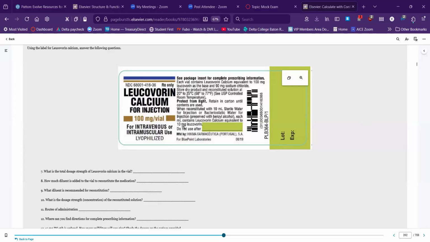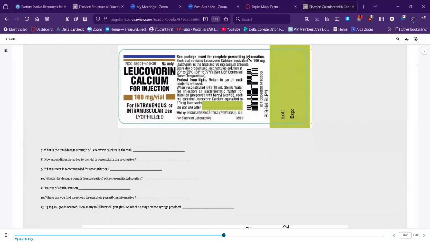Okay. All right. So can y'all see the leucovorin label? Yes. Okay. So leucovorin is actually a chemotherapy. It's a pretty bad one, but this is a chemotherapy. So this one tells us it's 100 milligrams per vial.